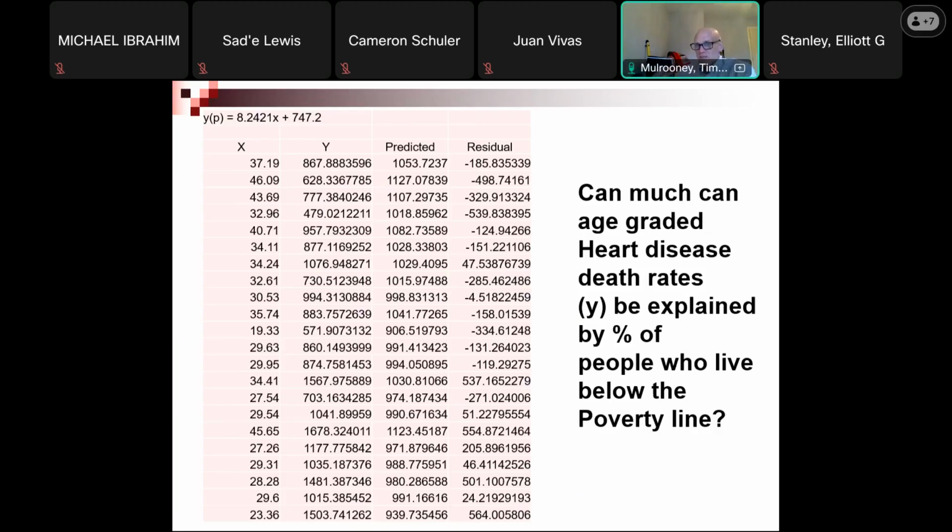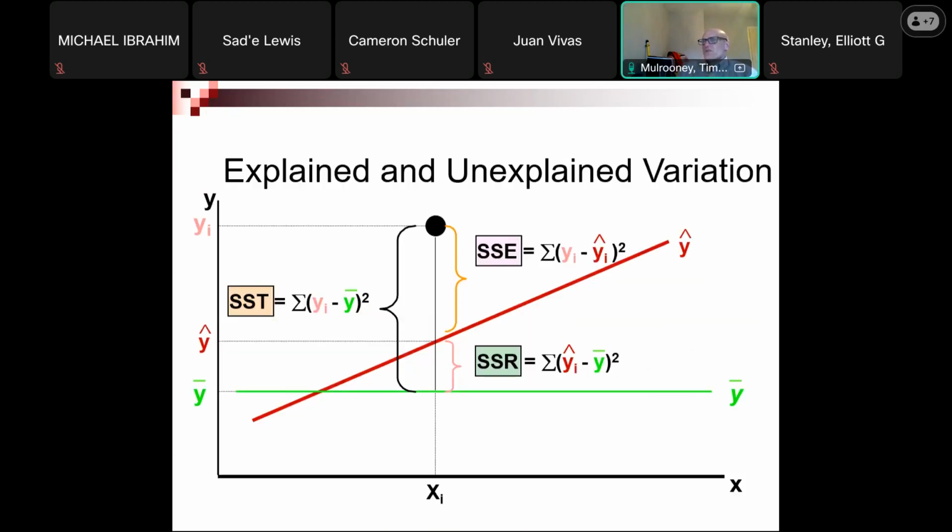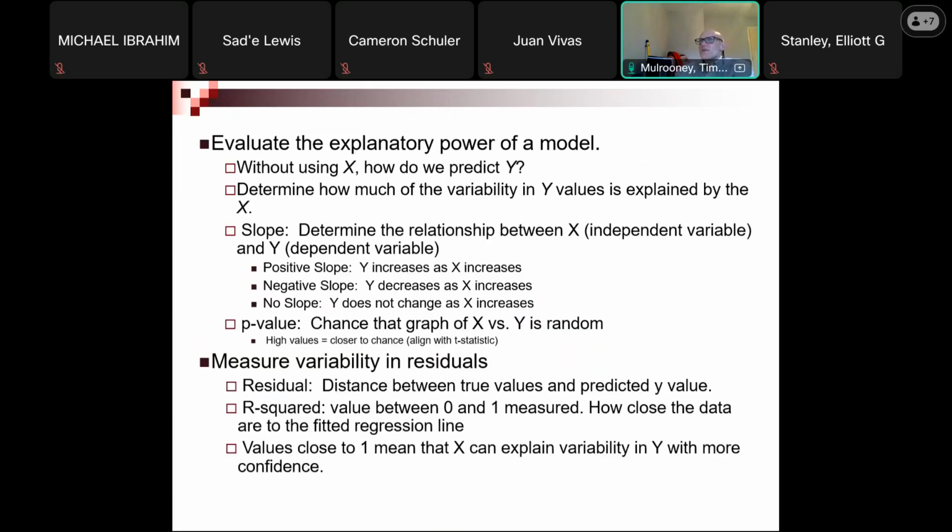Because it's going to spit out a p-value for us. So how much can age-graded heart disease death rates be explained by the percentage of people who live below the poverty line? Are there underlying mortality or other things attached to that? When we look at these things, we have our explained and our unexplained variation. I like this slide because it summarizes everything with our variability, and we'll look at some real world examples with our variability.